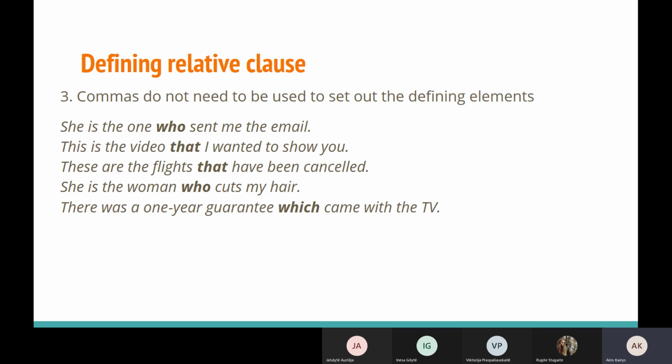So commas are not necessary, and as you can see, there are two clauses, and if we take one of them out from that sentence, the sentence as a whole or that clause on itself would not function. So for example, she's the one. It can be a sentence, but sent me the email, so who sent me an email, you need to answer. So again, it would not function as a sentence.